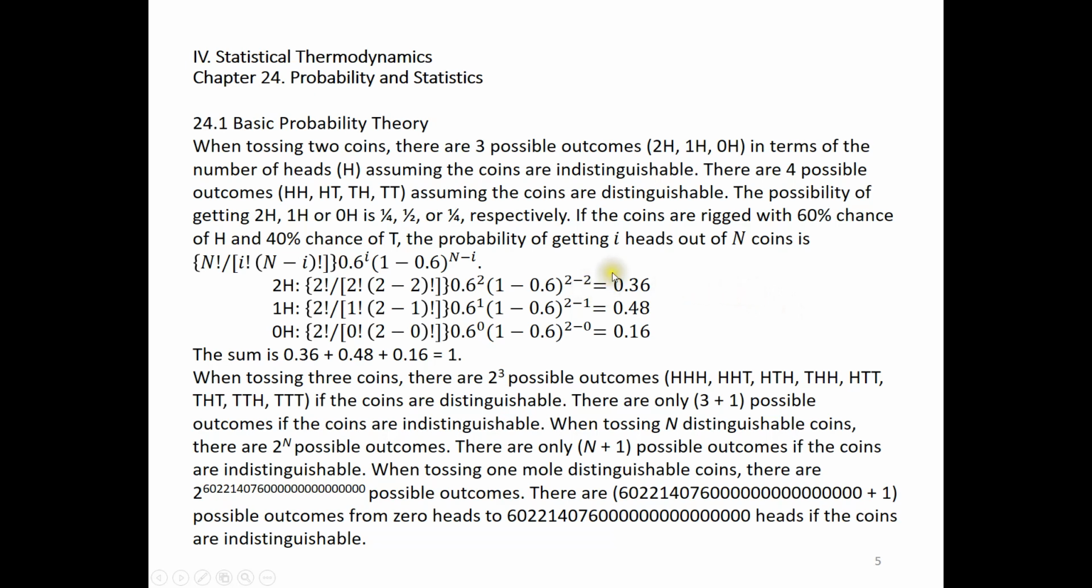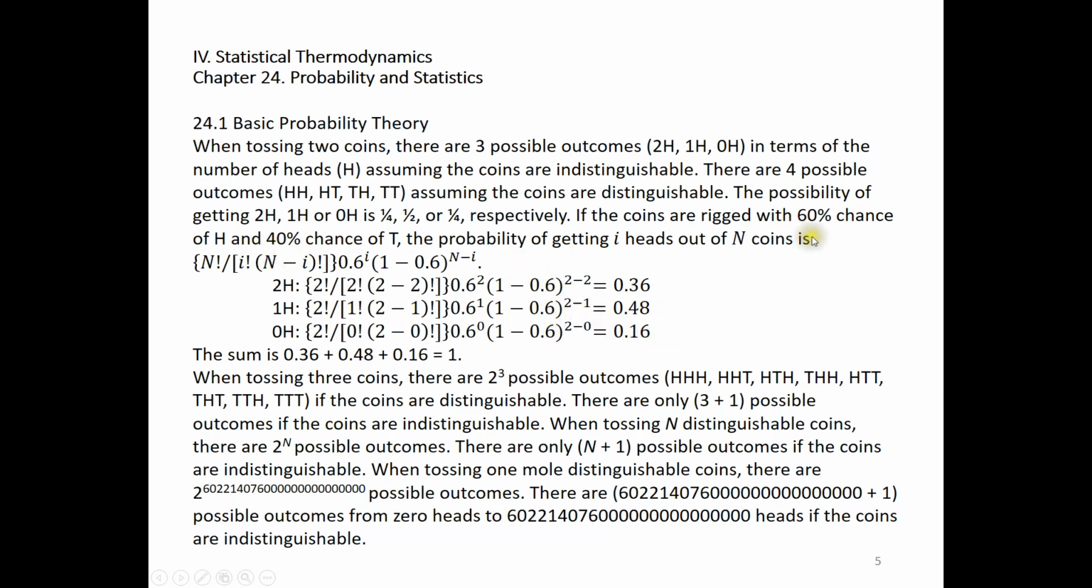Alright, so what if we are again tossing 2 coins? The probability of getting 2 heads, we plug in 2 here, 2 heads, we plug in 2 here, and then 2 minus 2, 0.6 to the power of 2, and this is 0.4 to the power of 2 minus 2, so all this done, 0.36. 0 heads, 0.16. In the middle, 0.48.